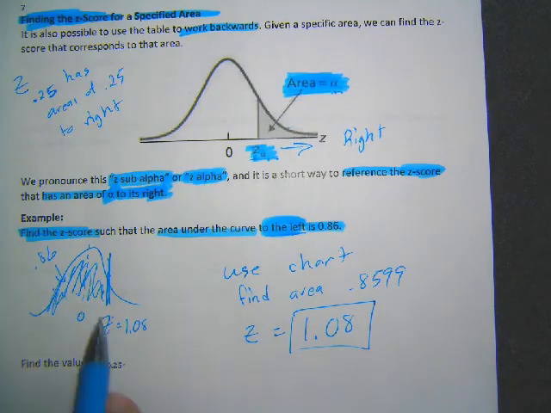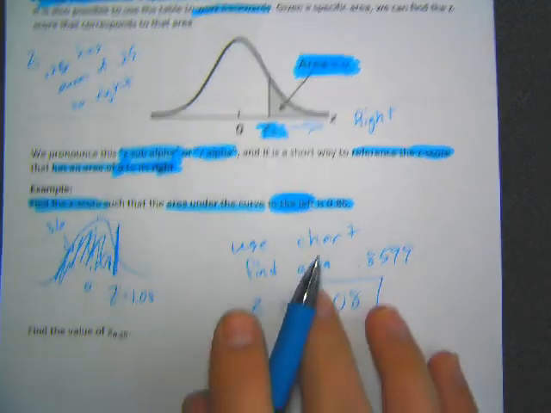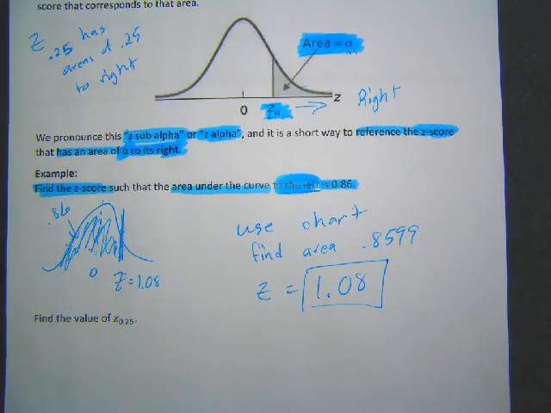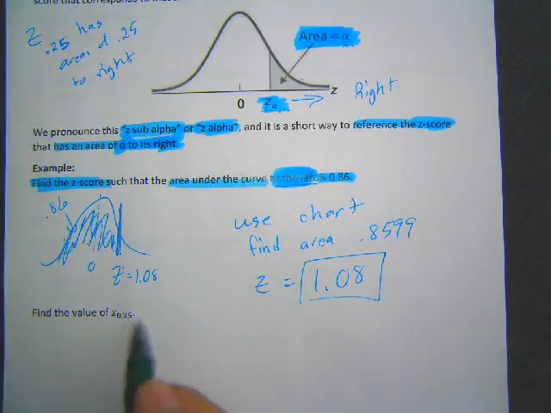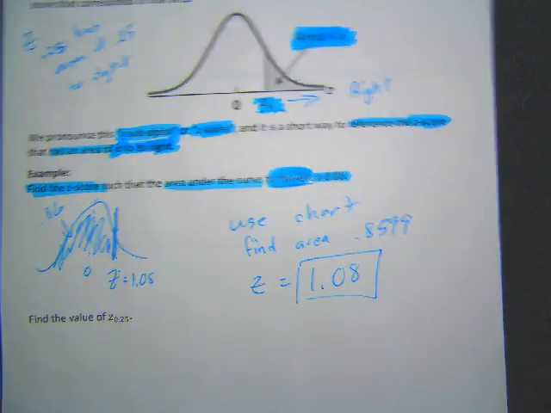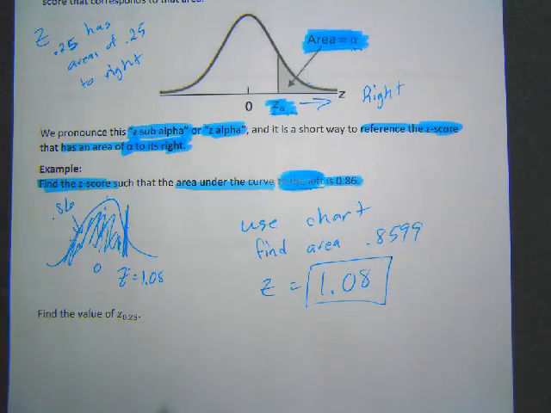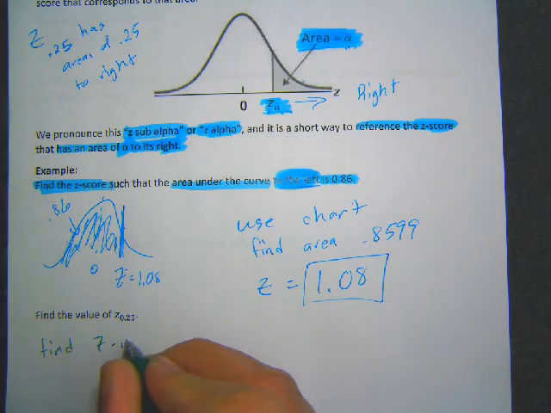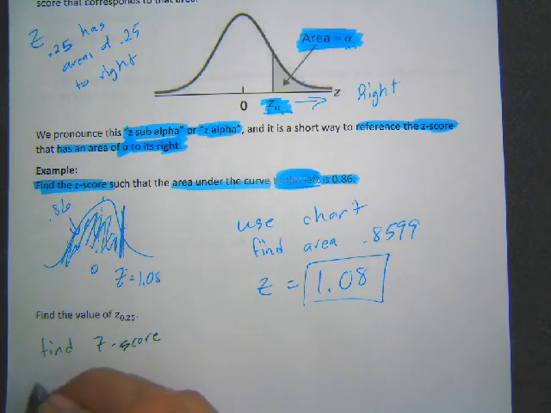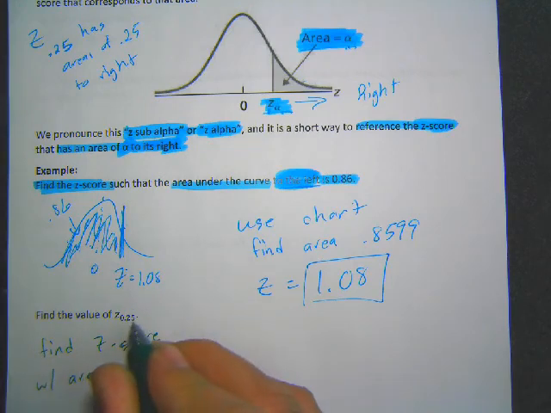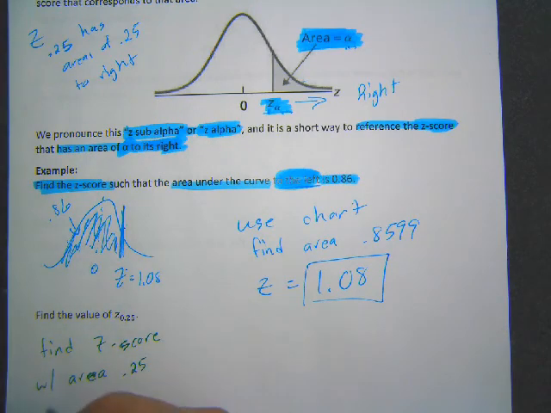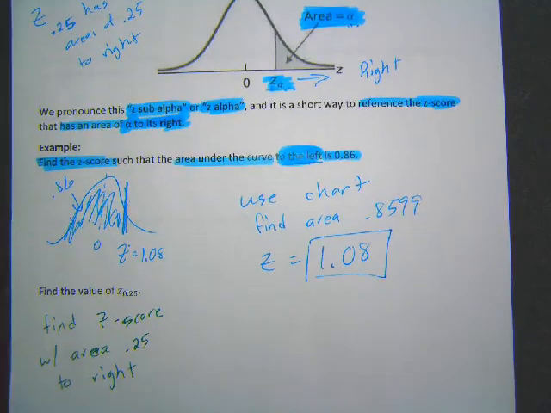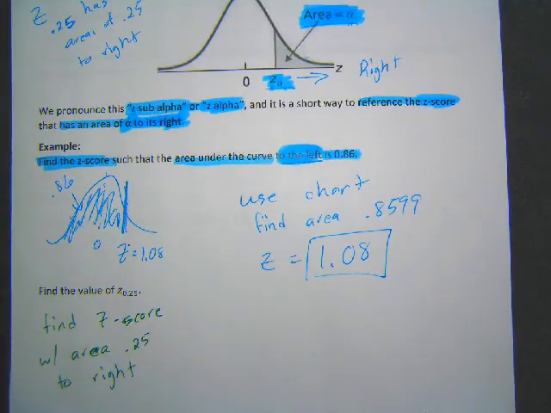It's a little more complicated when we go to the right, which we'll see in a second, because that's what our next problem does. So our next problem wants us to find the value of this. And they don't say find a z-score, but remember that this notation here means find the z-score with area 0.25 to the right. Remember, that's always to the right. It feels backwards because our chart goes to the left. This tells you to find 0.25 to the right.